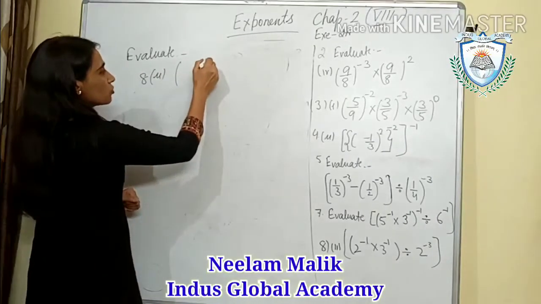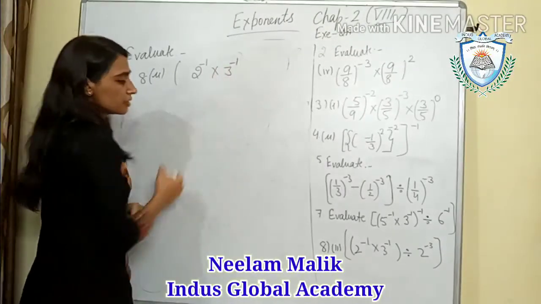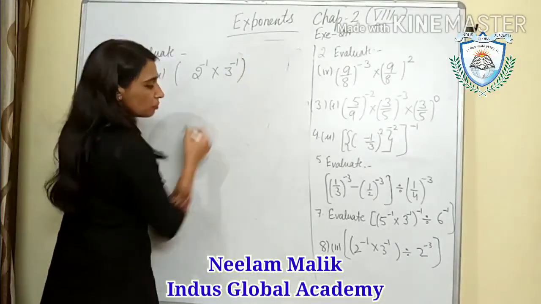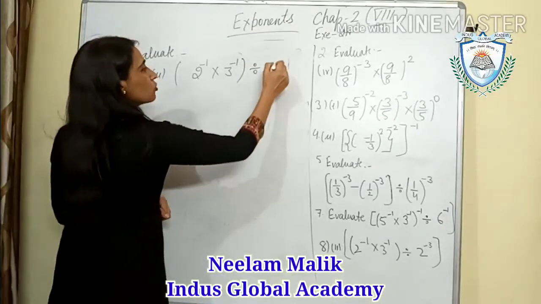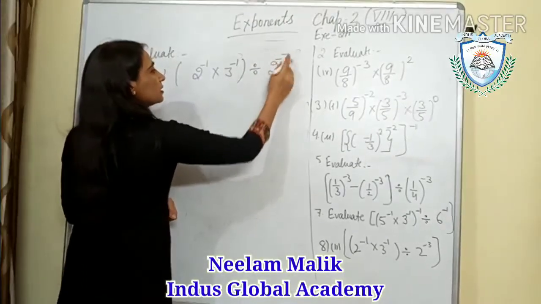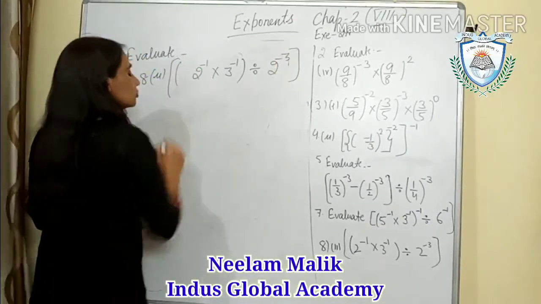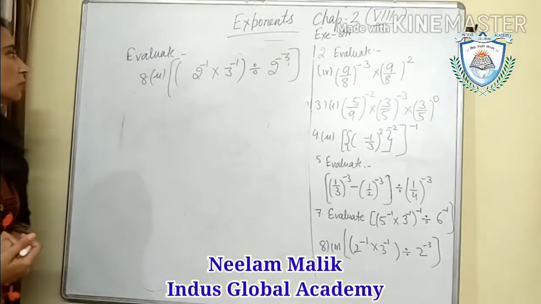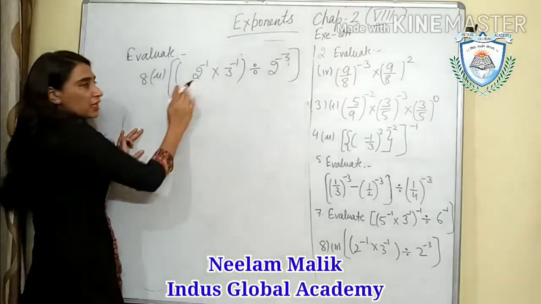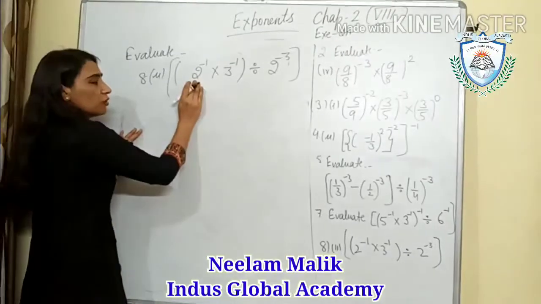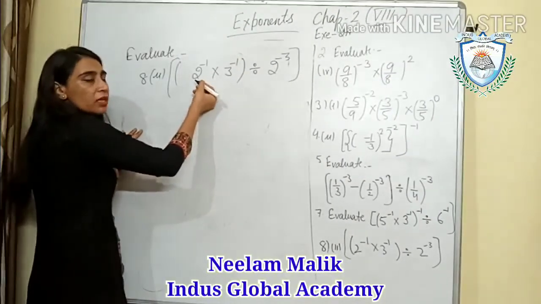2 raised to minus 1 into 3 raised to minus 1, close the simple bracket, division sign, and 2 raised to power minus 3, and the other bracket close. Okay, this is our statement for question number 8, second part. What we have to do: power is negative, so what will we write? It will be the reciprocal, so it will be 2 means 2 upon 1.